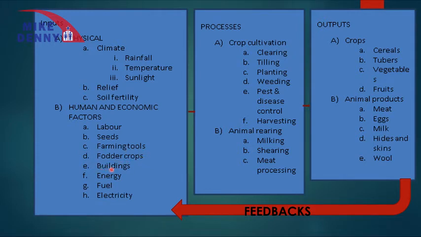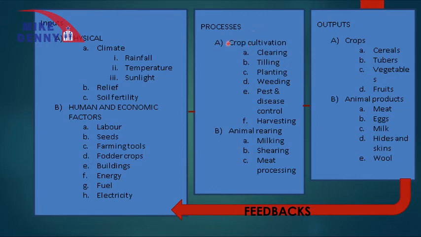You have buildings because they will constitute an input to the farm. You also have energy. Energy is needed, which is an input into the farm. And we have fuel. Fuel is used as an input into the farm. And we have electricity. Electricity is also another important human and economic input that is used in the farm. Now, these inputs put together will generate what is called processes.